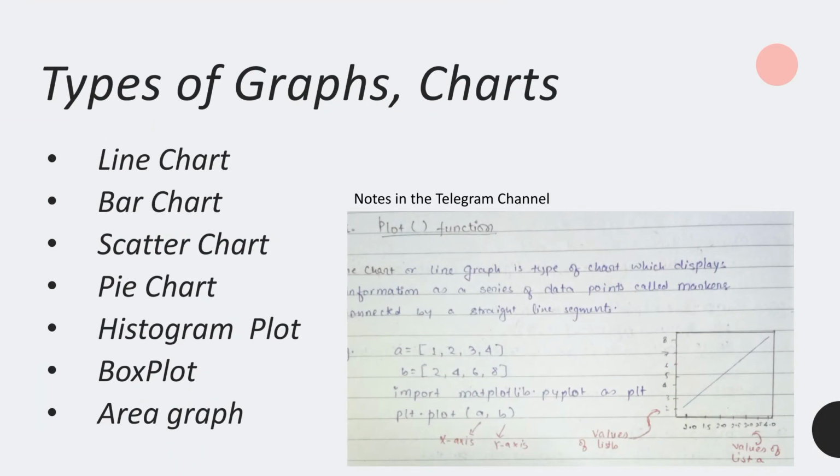Now we will see the different types of charts. This is one of them, a line chart. So we have dealt with a line chart. Now bar chart, scatter chart, pie chart, histogram, box plot, we will deal with each of them individually in the second part of the video. And this is a screenshot of my notes. You can refer to it. It's in our Telegram group.